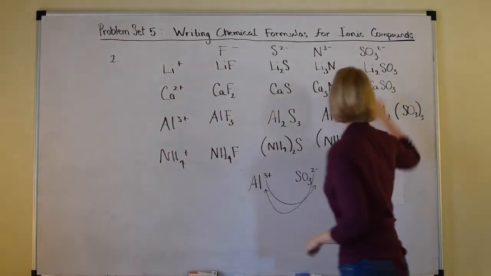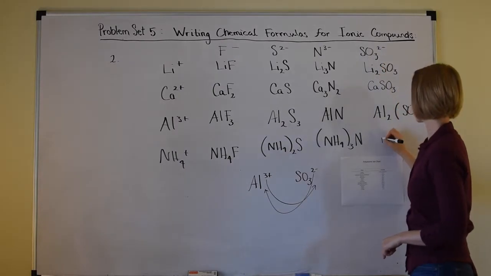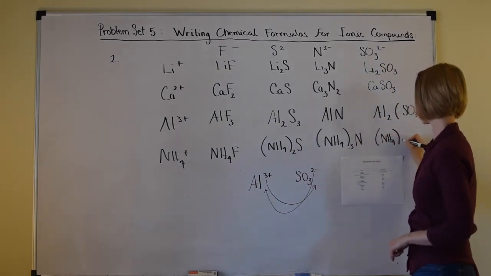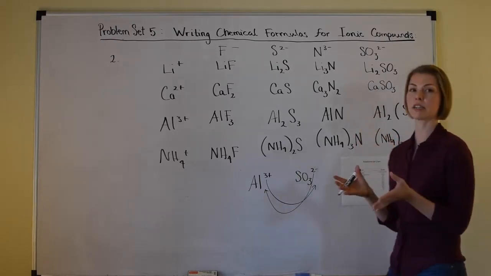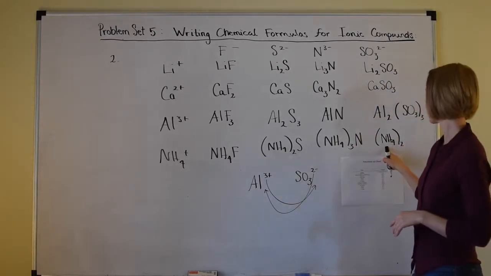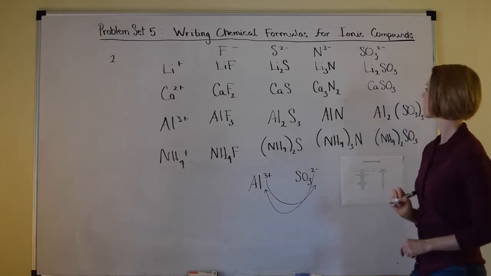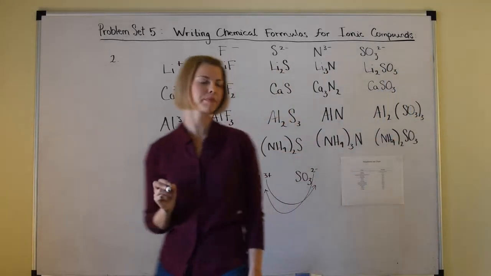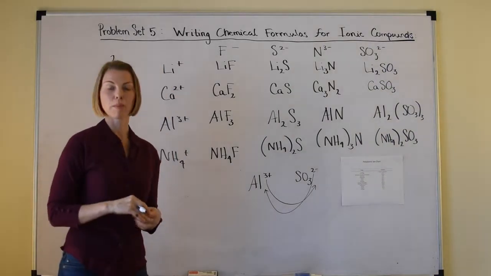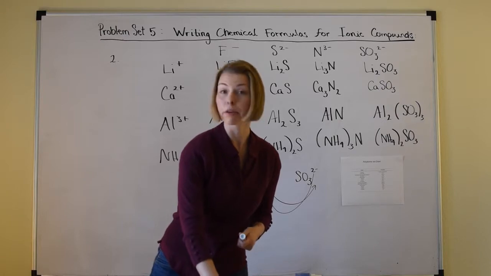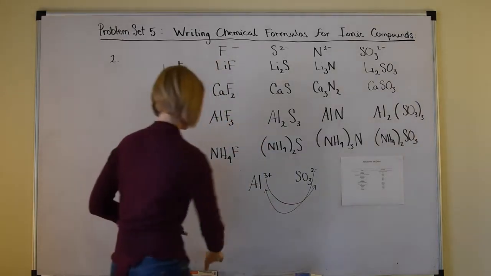All right, last but not least, we're combining ammonium with sulfite. So a 1+ and a 2-. So it's going to take 2 ammoniums. So we're going to need the parentheses because we want to say the whole thing twice. 2 ammonium cations for every 1 sulfite anion. Okay, I'm going to erase all this and we're going to go on to number 3, where we're going to write the names for the ionic compounds.